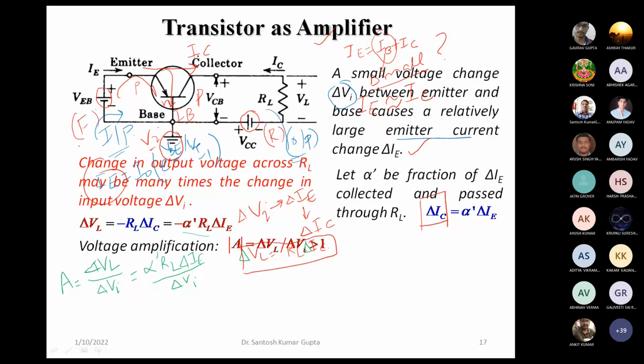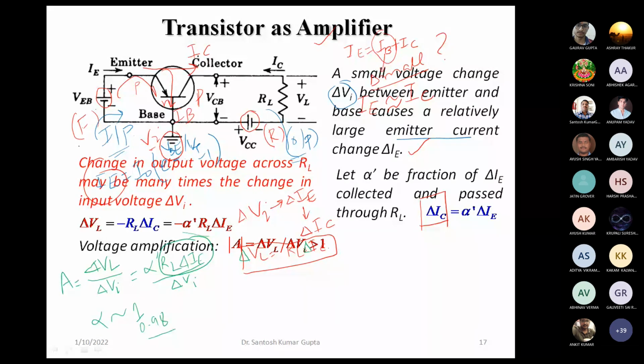So we see here that the catch is that RL times delta IE, delta IE. Actually we see here that the alpha factor was very close to 1. It was having typical values like 0.98.